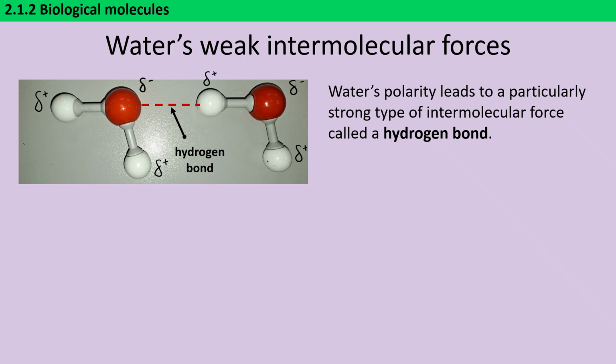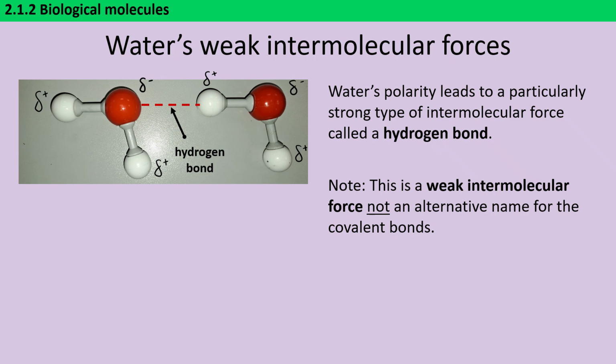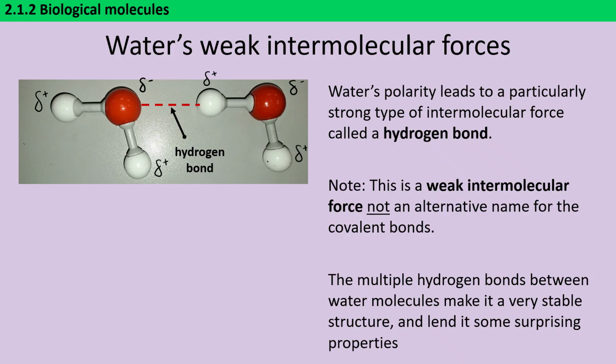Water's polarity leads to a particularly strong type of intermolecular force, which is called a hydrogen bond. It's really important that you understand that hydrogen bonds are a weak intermolecular force. It's not the same thing as the covalent bond. But even though it is a weak intermolecular force, it is the strongest type of weak intermolecular force. Since there are multiple hydrogen bonds between water molecules, this makes water a very stable structure, and it lends it some surprising properties.